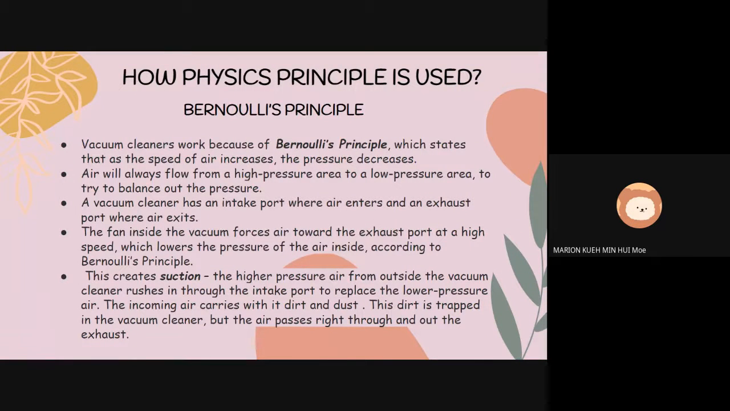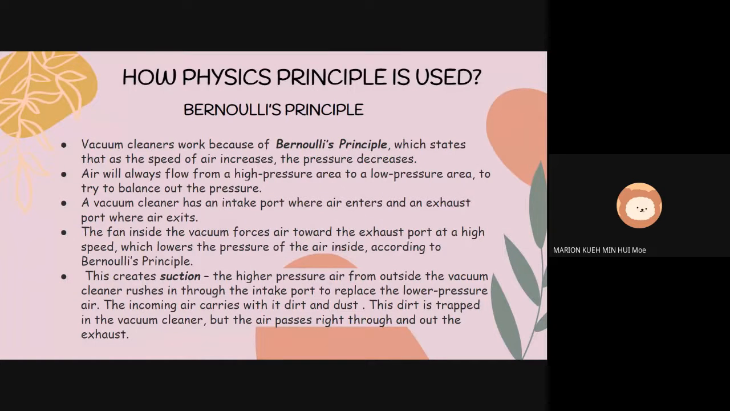Next, how is my physics principle used? The vacuum cleaner works because of Bernoulli's principle, which states that as the speed of air increases, the pressure decreases. So air will always flow from a high pressure area to a low pressure area to try to balance out the pressure. A vacuum cleaner has an intake port where air enters and an exhaust port where air exits. The fan inside the vacuum forces air toward the exhaust port at a high speed, which lowers the pressure of the air inside, according to Bernoulli's principle.